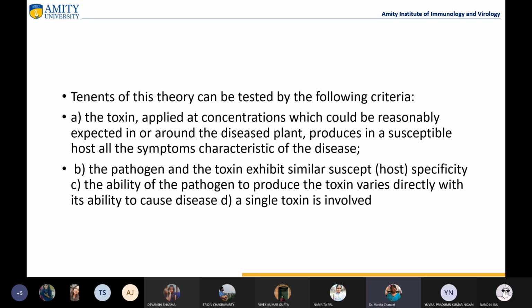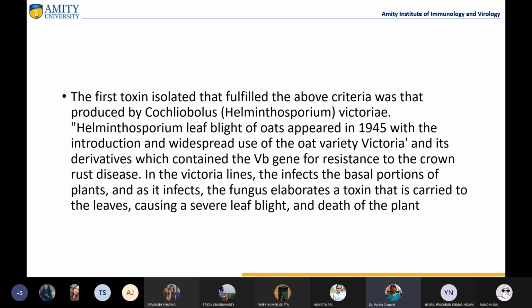The pathogen and the toxin exhibit similar host specificity, so they are host specific. The ability of the pathogen to produce toxins varies directly with its ability to cause the disease. So that means the more toxins are produced, the more disease is caused, and a single toxin was involved in this case, right? The first toxin isolated that fulfilled the above criteria was produced by Helminthosporium victoriae, causing Helminthosporium leaf blight of oats.